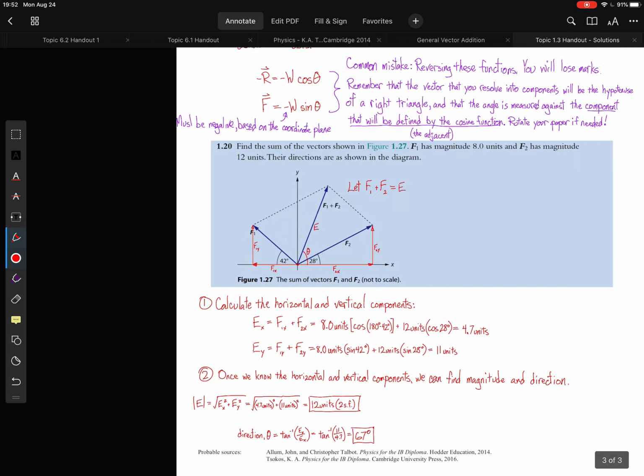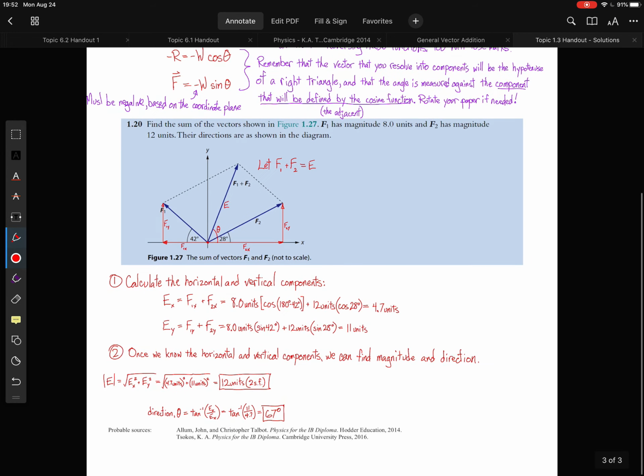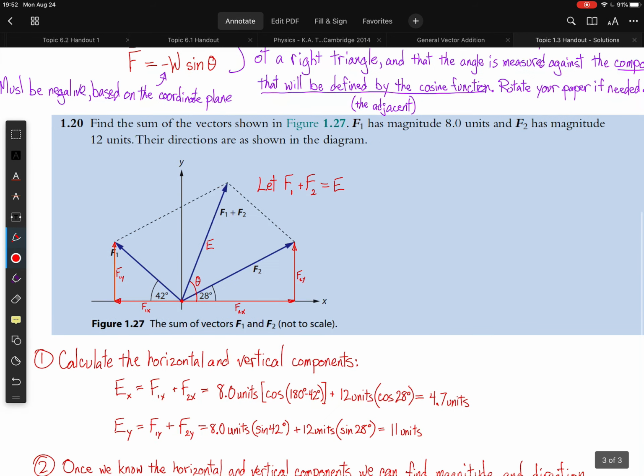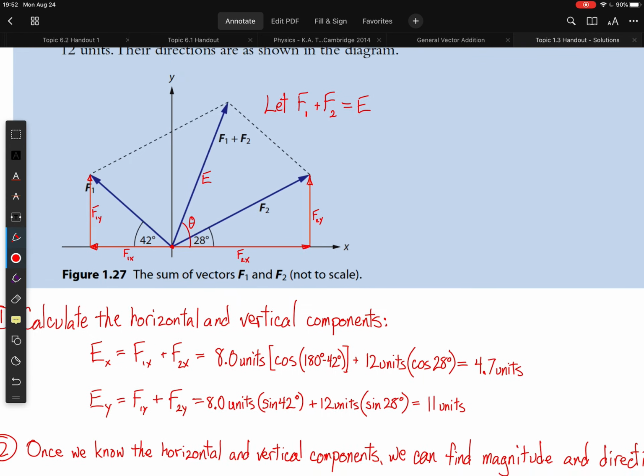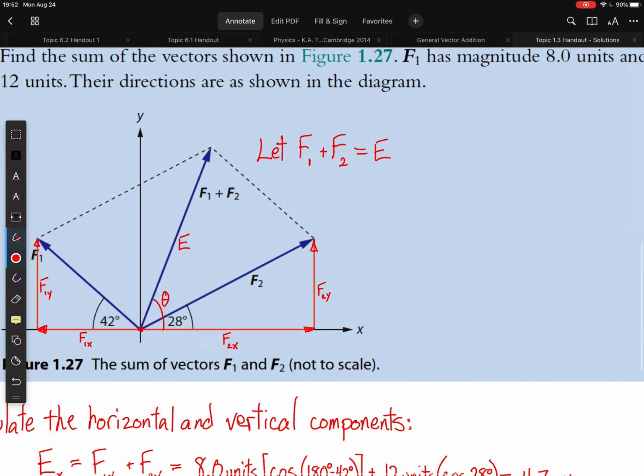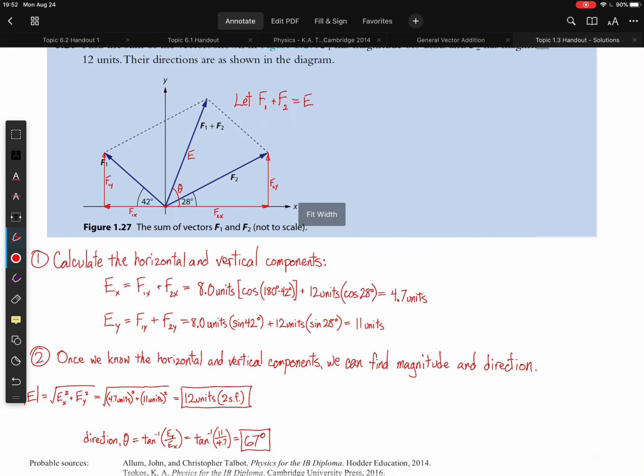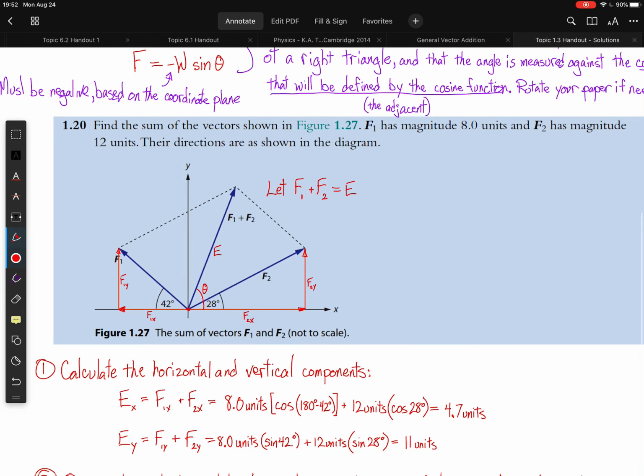Okay, our last bit here, yep, this is it. Find the sum of the vectors shown in figure 1.27. I will break down vector addition in a little more detail in another video, I think, and show you some techniques that you can apply. But basically, I have set this up, and this is going to be a pretty quick and dirty one.